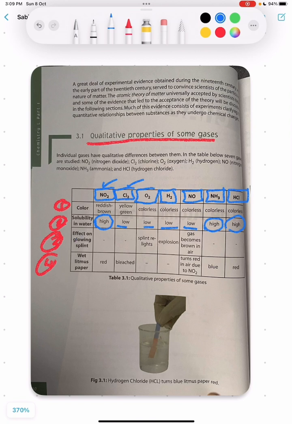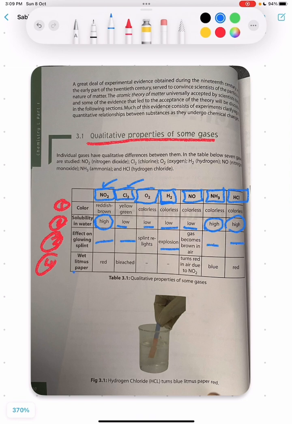Effect on the glowing splint, we only have 3 that you have to memorize. O2, the splint relights, so it lights up. Hydrogen, which is a highly reactive gas, explosion happens. For nitrogen monoxide, the gas becomes brown in air. With the exposure of air, it becomes brown. The other ones, no effect, nothing happens.